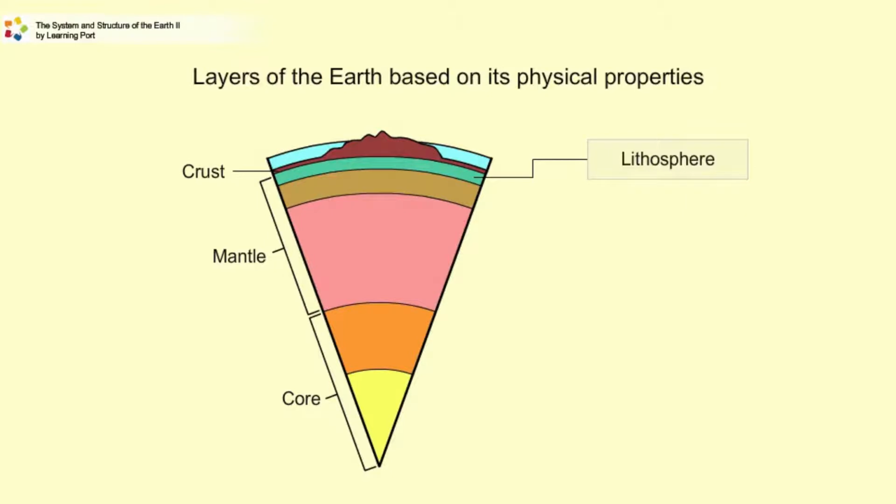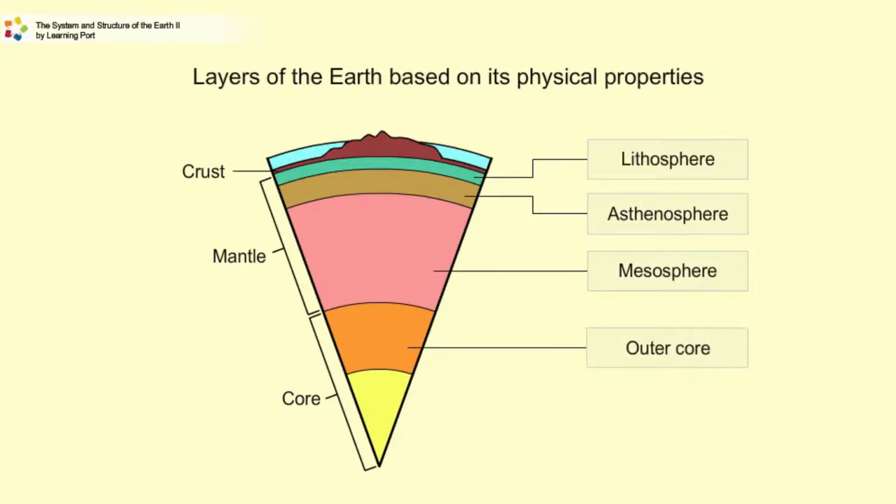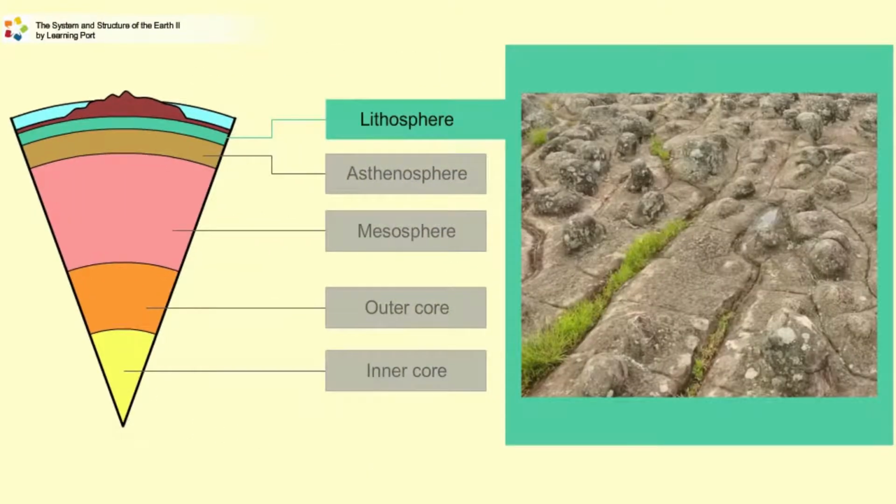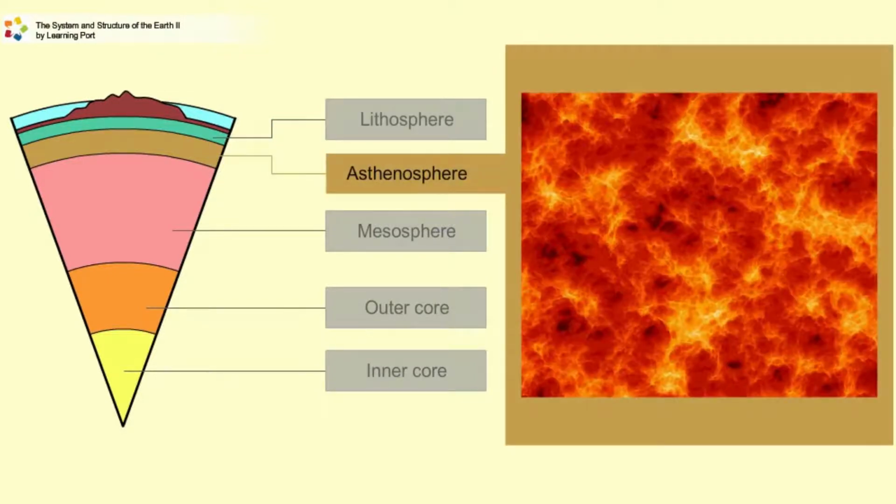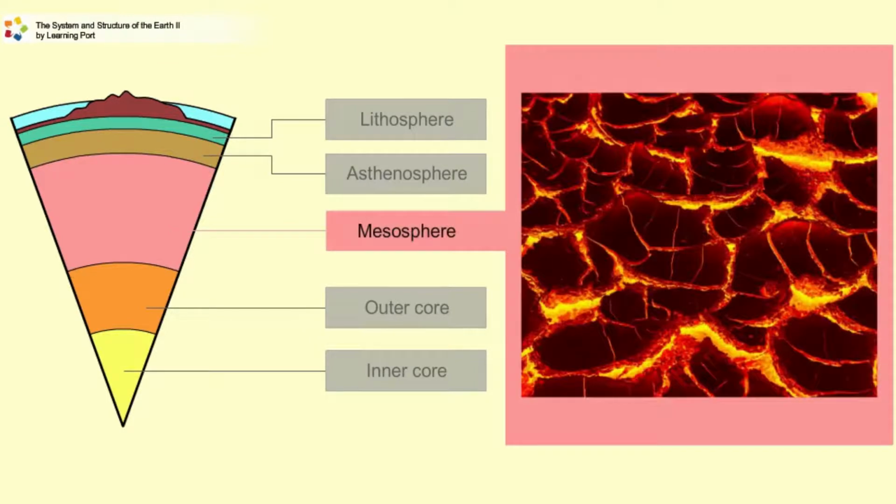The layers are lithosphere, asthenosphere, mesosphere, outer core, and inner core. The lithosphere is a solid and is made of a rigid crust and an upper mantle. The asthenosphere, or middle mantle, is made of hot molten magma. The mesosphere, or lower mantle, is more rigid than the asthenosphere due to the mesosphere's much higher pressure.